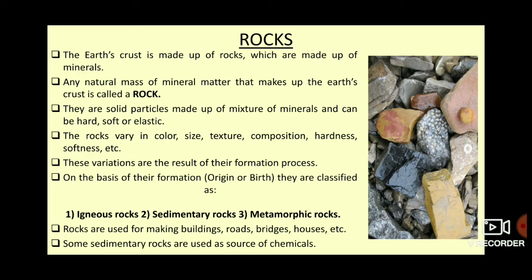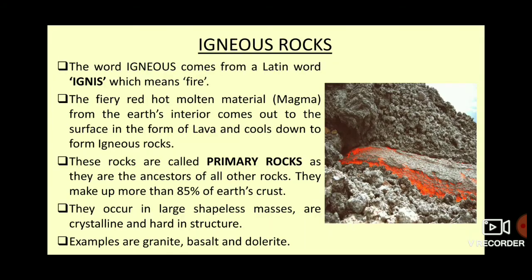Rocks are made up of minerals. They do not possess a definite chemical composition. Different types of rocks are formed in different ways. Thus, they have different characteristics with regard to their composition, color, size, and texture. So, on the basis of their mode of formation, there are three major types of rocks: igneous, sedimentary, and metamorphic. Rocks are used for making buildings, roads, bridges, houses, etc. Some sedimentary rocks are used as source of chemicals. Now we will discuss all types of rocks individually in detail.